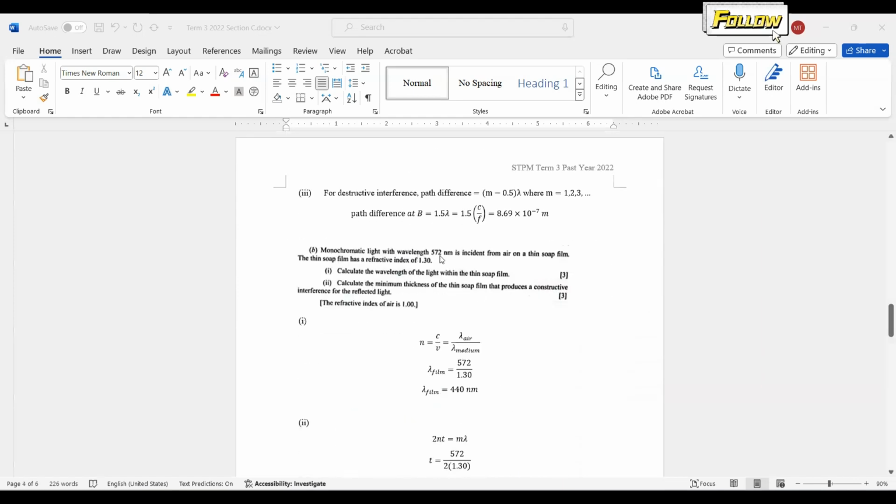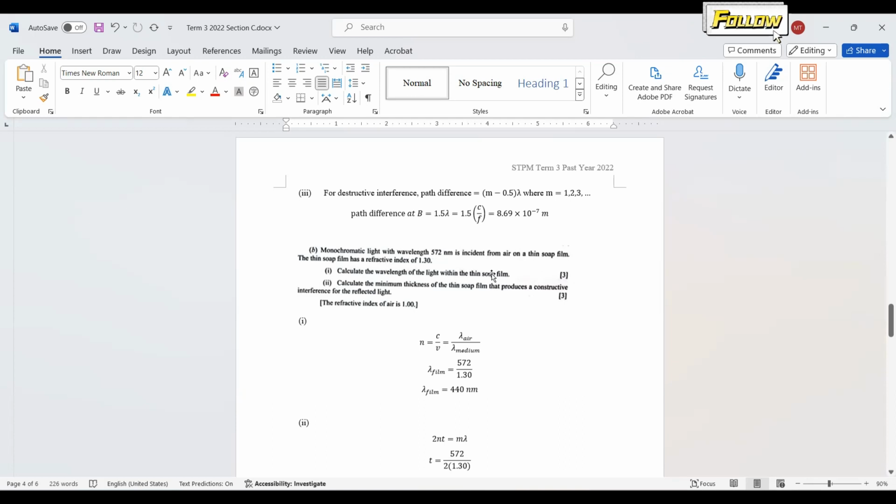Monochromatic light with wavelength 572 nanometer is incident from air on a thin salt film. The thin salt film has a refractive index of 1.3. Calculate the wavelength of the light within the thin salt film. This can be related to the phenomenon of refraction. We want to know the wavelength of the light in the thin salt film. From air into the thin salt film, it is refraction. We are given the refractive index and wavelength. So how do we relate these two variables to solve this question?